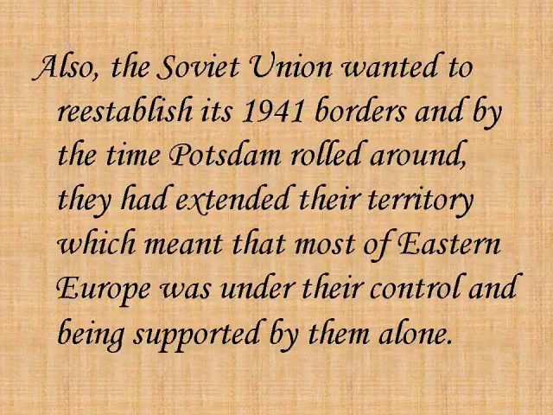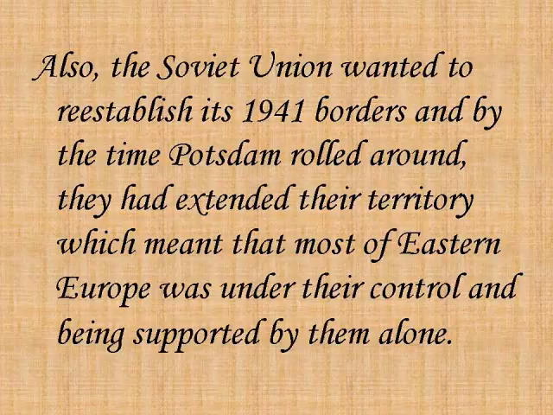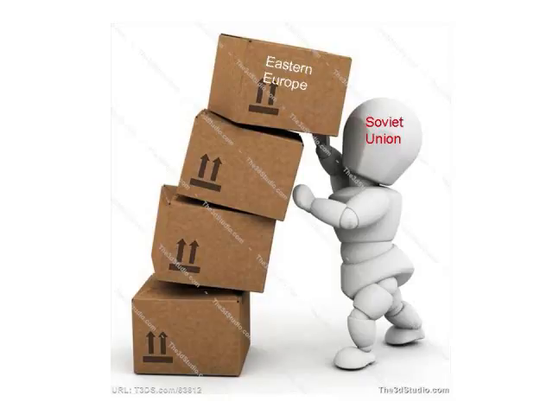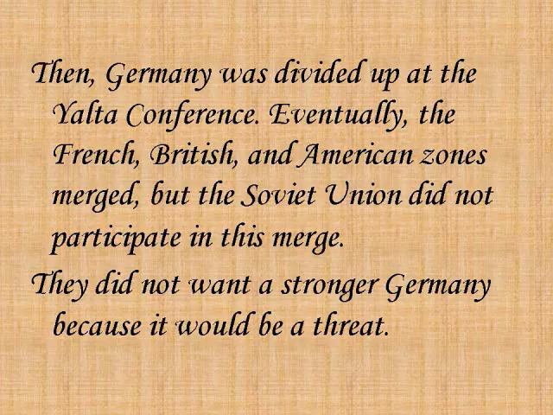Also, the Soviet Union wanted to re-establish its 1941 borders, and by the time Potsdam rolled around, they had extended their territory, which meant that most of Eastern Europe was under their control and being supported by them alone. Then, Germany was divided up at the Yalta Conference. Eventually, the French, British, and American zones merged, but the Soviet Union did not participate in this merge. They did not want to create a stronger Germany because it would be a threat.